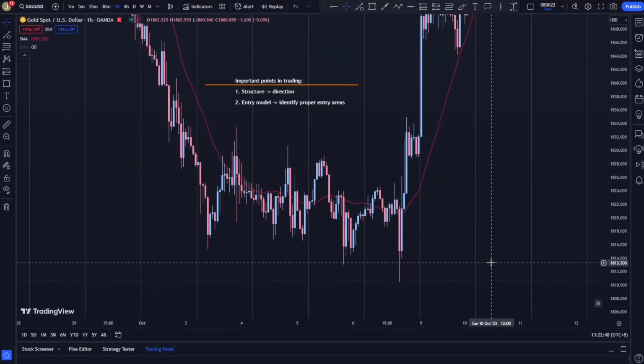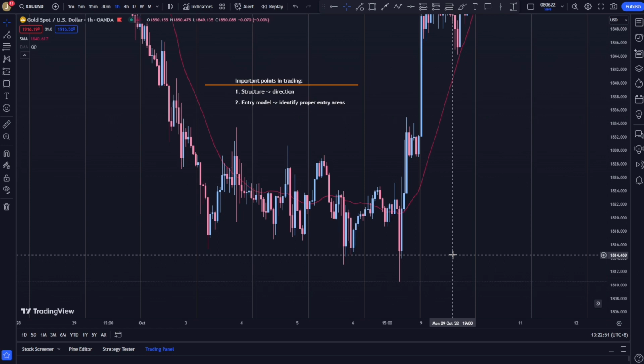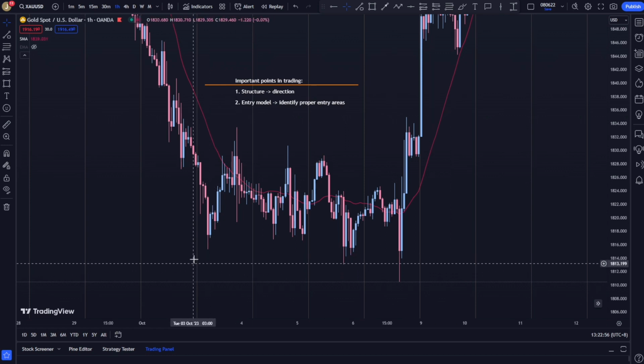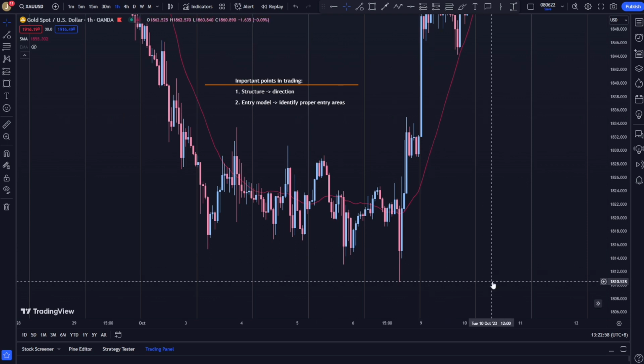In this very first video, I'll be talking about what the important points in trading are. The two most important points are, first, structure. Structure is important because it allows you to determine the direction of price, where price wants to go at the high time frames, and then you can work it down to the lower time frames.